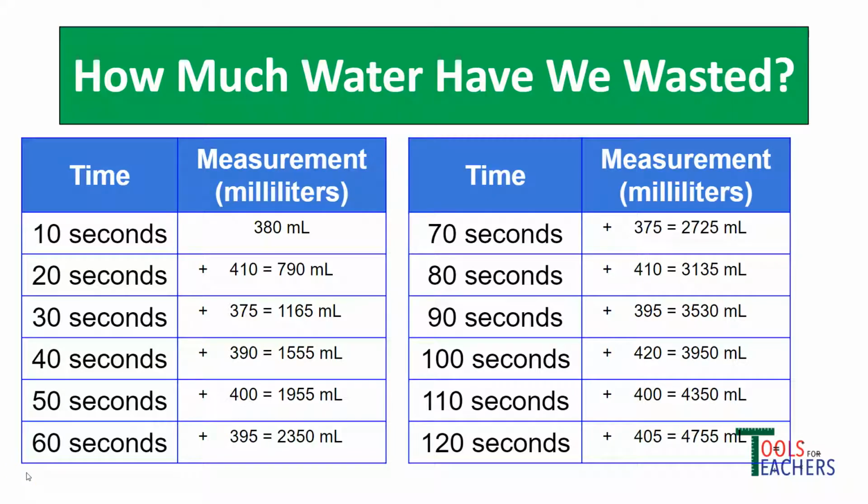Okay, now our experiment is complete and I have all of our data recorded here. What I did is I recorded the data, and then each time I added the new amount of water that was wasted. So 10 seconds has 380 milliliters, and 20 seconds I added the 410, so now we have 790 milliliters wasted. And after 30 seconds, we had 1,164 milliliters wasted. And you can continue to see the totals for each time all the way up through 120 seconds.